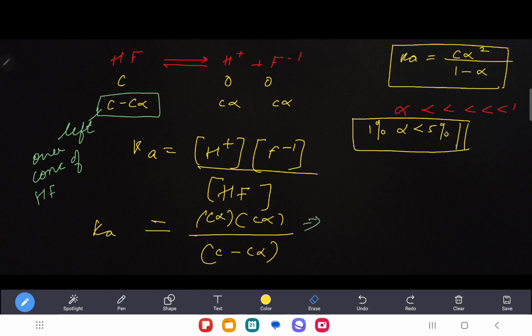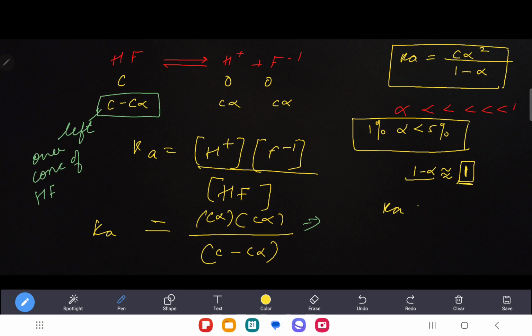Any doubts on this? So then we can say that 1 minus alpha is approximately 1. Because if I say 1 minus 0.0000001, how does it make a difference? It will still remain 1, isn't it? So if alpha is very, very small, I'm going to say 1 minus alpha is approximately equal to 1.